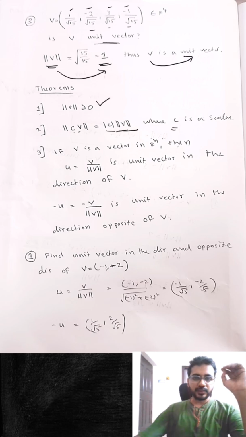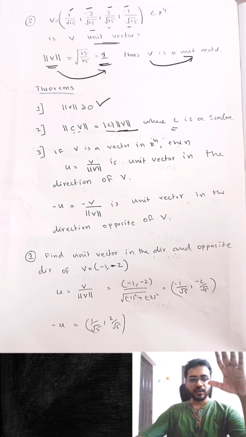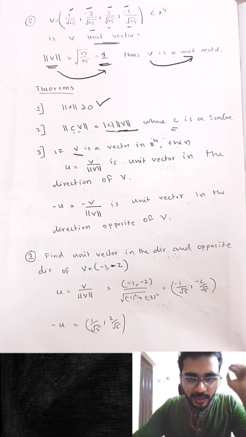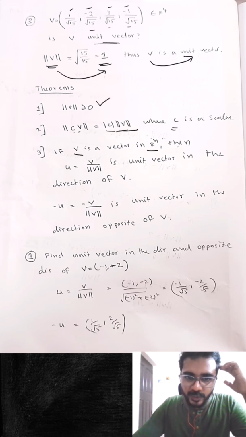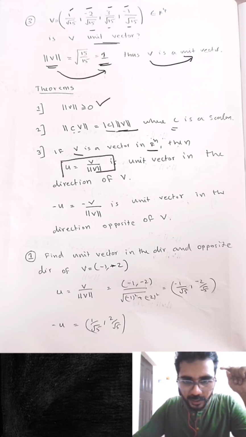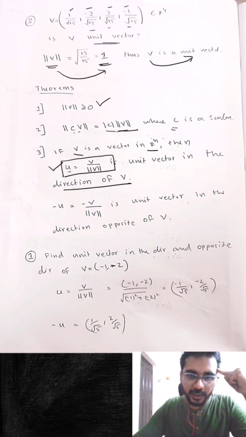Then the third one is, how can we get a unit vector from a given vector? Consider a vector v represented in n dimensional R raised to n. Then the unit vector of v is defined as u equal to v divided by the length of v. This is how the unit vector is defined in the direction of v. This is the unit vector u in the direction of v. So u equals v by length of v.